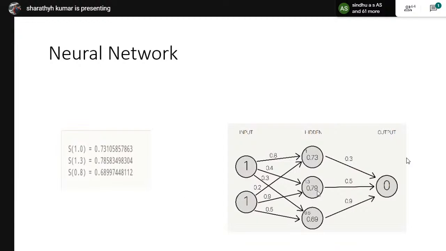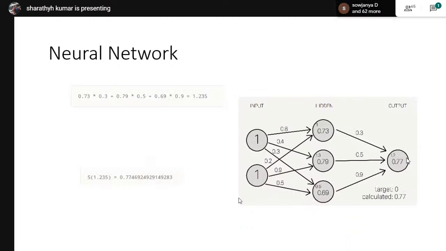Now I come to the hidden layer. Next I need to go for the output, right? So 0.73 into 0.3 plus 0.79 into 0.5 plus 0.69 into 0.9. We got 1.235. Again I apply the sigmoid function. We got 0.77. My target is 0, but I got 0.77.